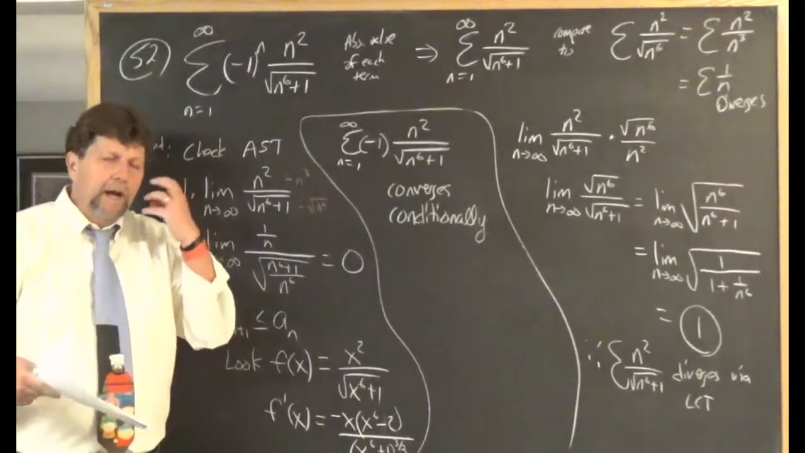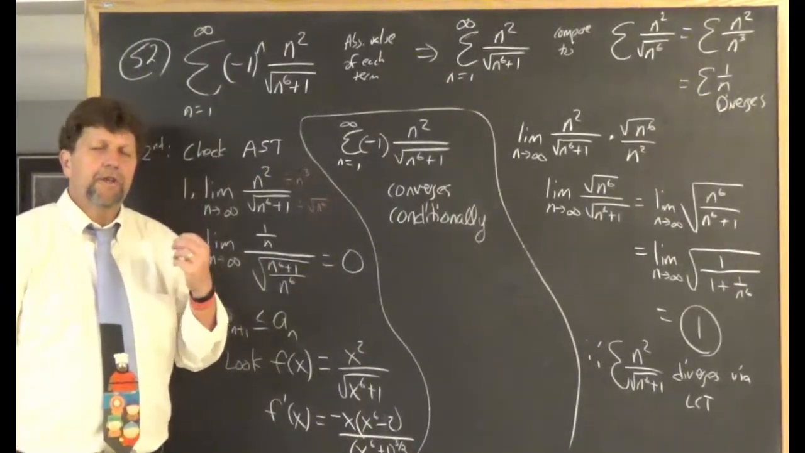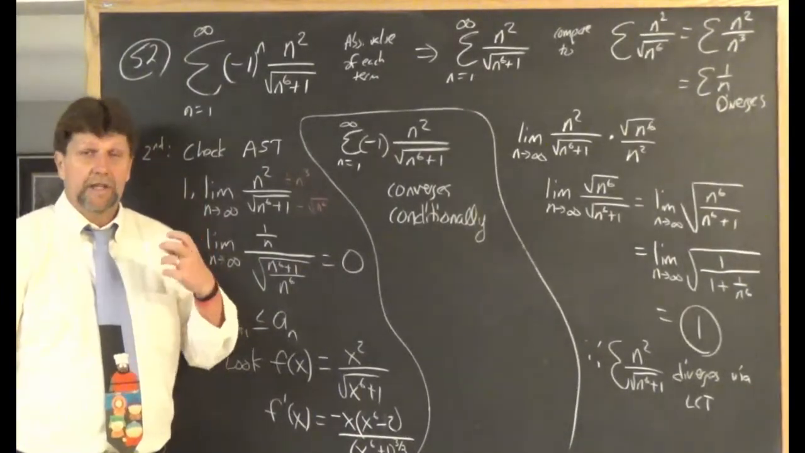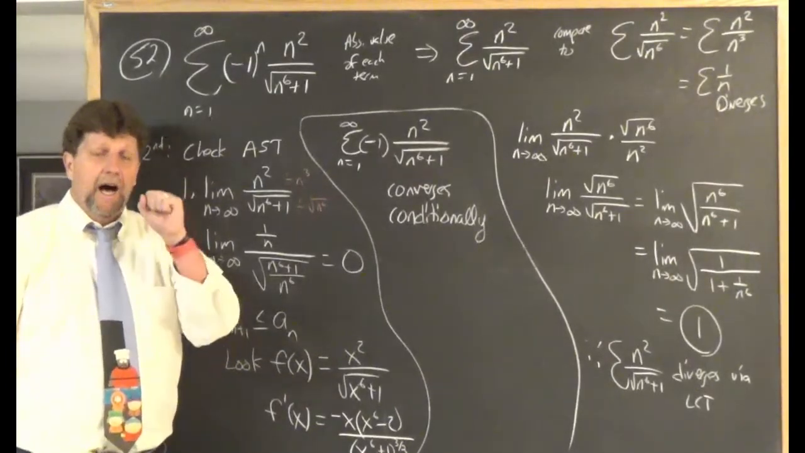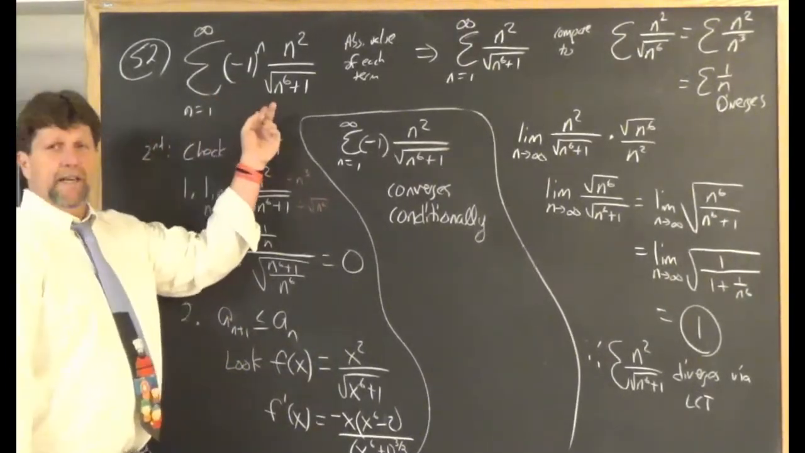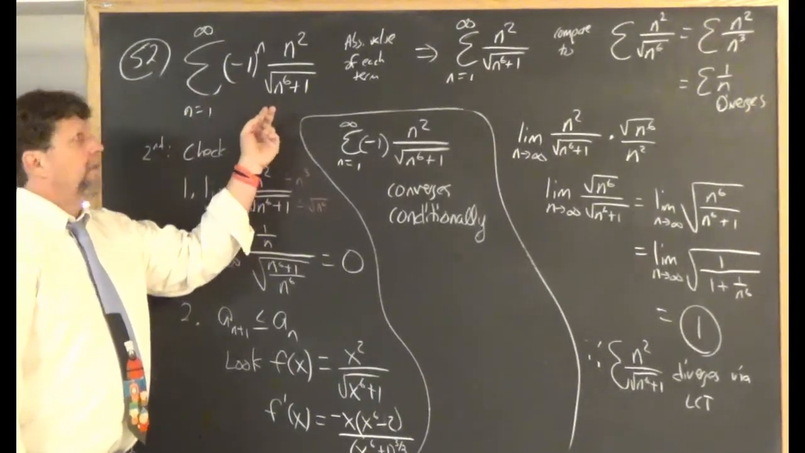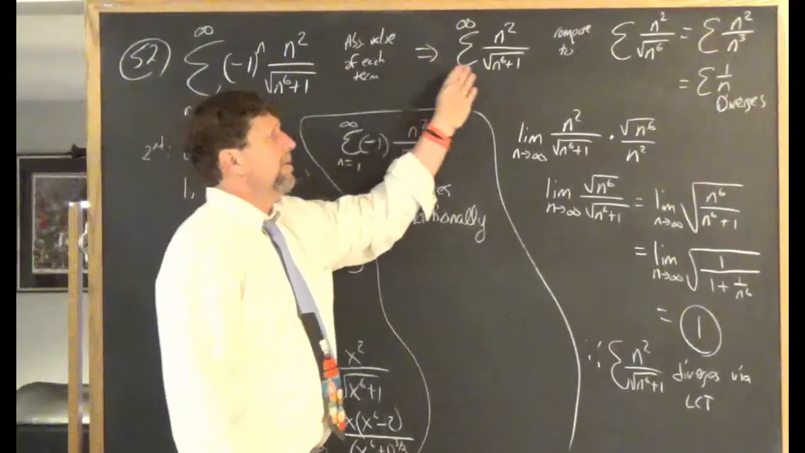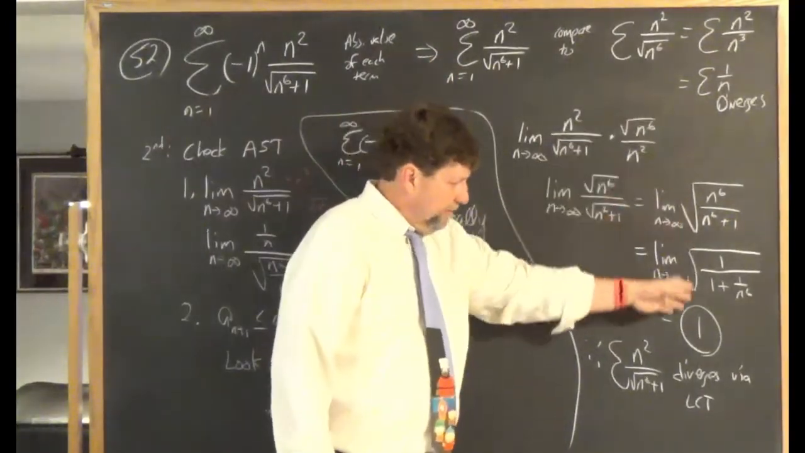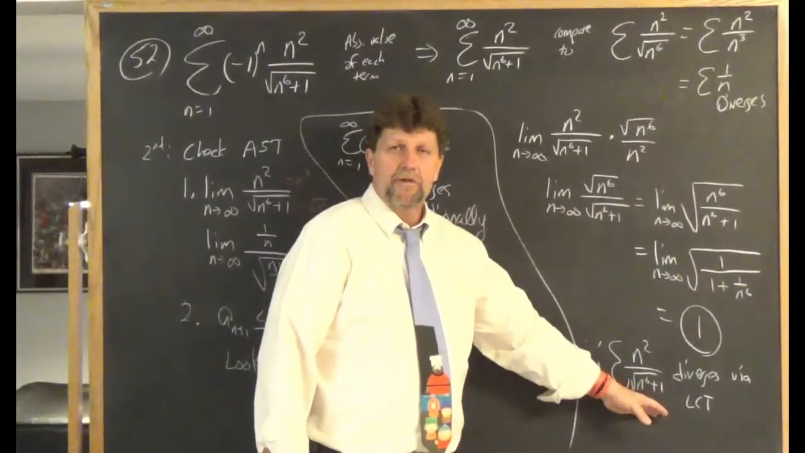Just the way I always remembered what conditional convergence, or converges conditionally, means: under the condition as it's given to you, it converges. But when you take the absolute value of each term, you end up with something that diverges.